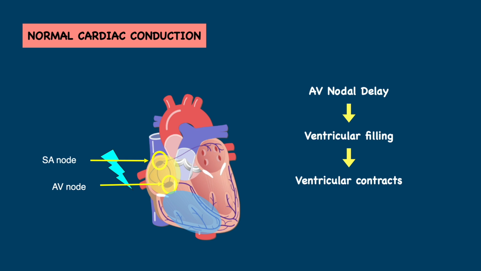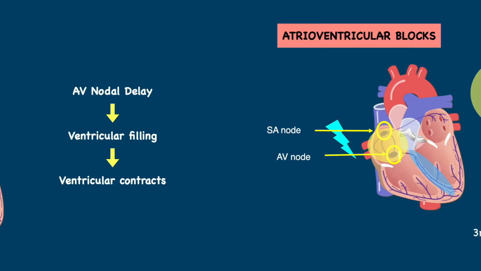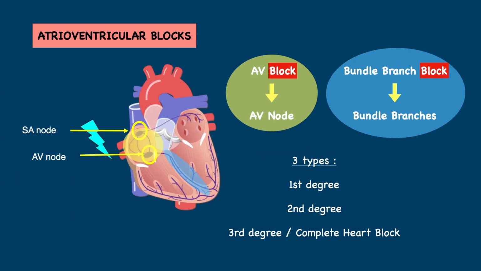Now, normally there's a delay in conduction at the AV node and the bundle of His, which gives some time for ventricular filling before the ventricle contracts. An atrioventricular block occurs when conduction is delayed for too long at the AV node or the bundle of His. Also, electrical activity may be blocked at the level of the bundle branches, which are called bundle branch blocks.